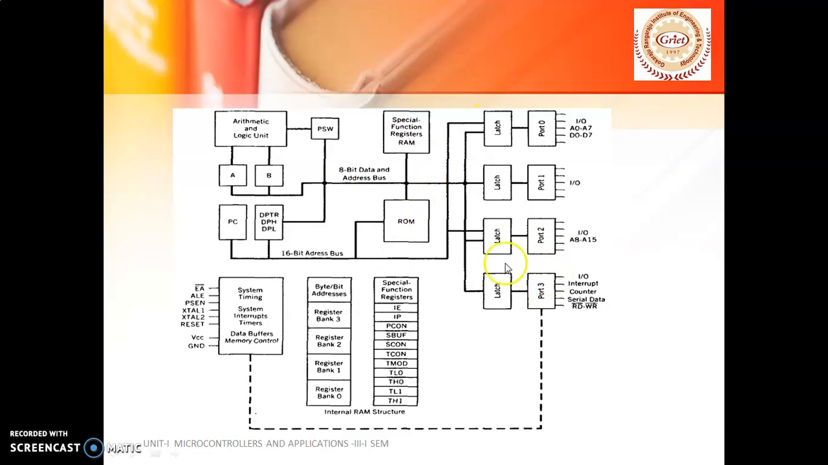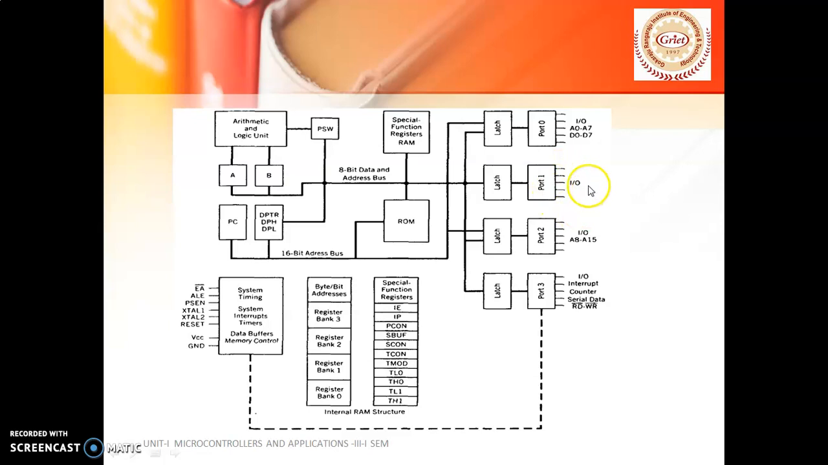We already saw that the 8051 microcontroller has 8-bit data lines and 16-bit address lines. The 8-bit data lines will be accessed by port 0. Port 0 can act as an IO line and even as lower order 8-bit data lines. This controller has 16-bit address lines, which have been divided into two parts. The lower 8 bits, A0 to A7, will be accessed by port 0. The upper 8 bits, A8 to A15, will be accessed by port 2. So port 0 can act as IO lines, and it can also access lower order address lines and lower order data lines.